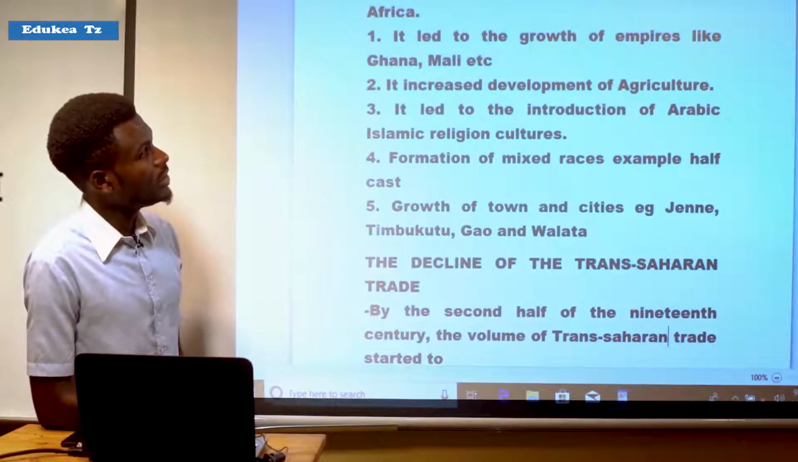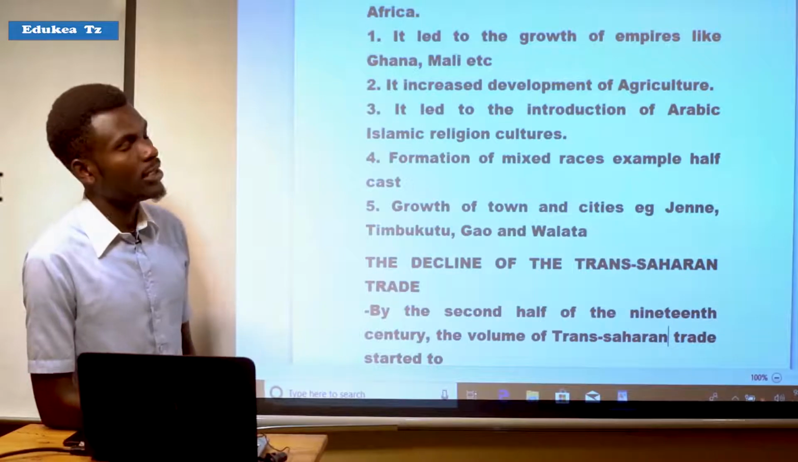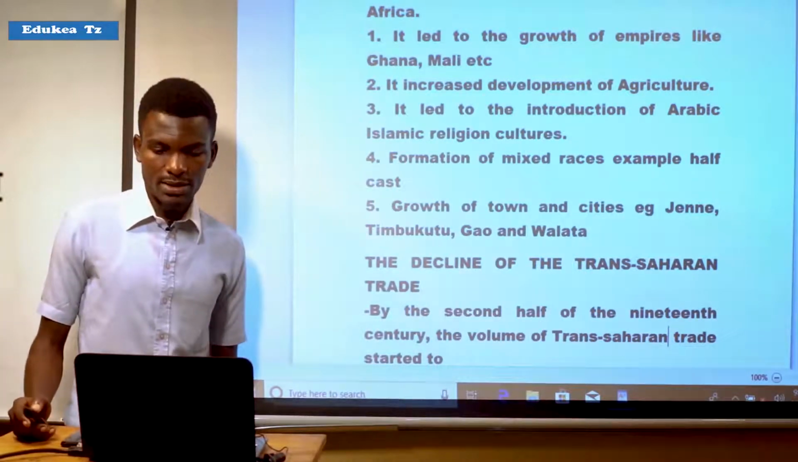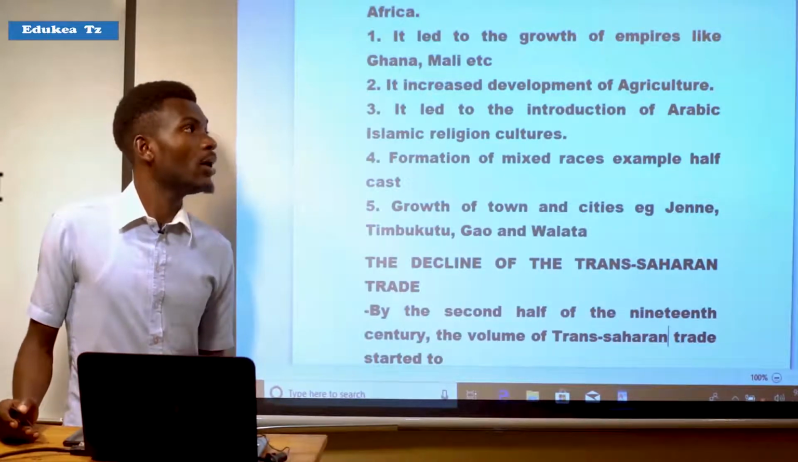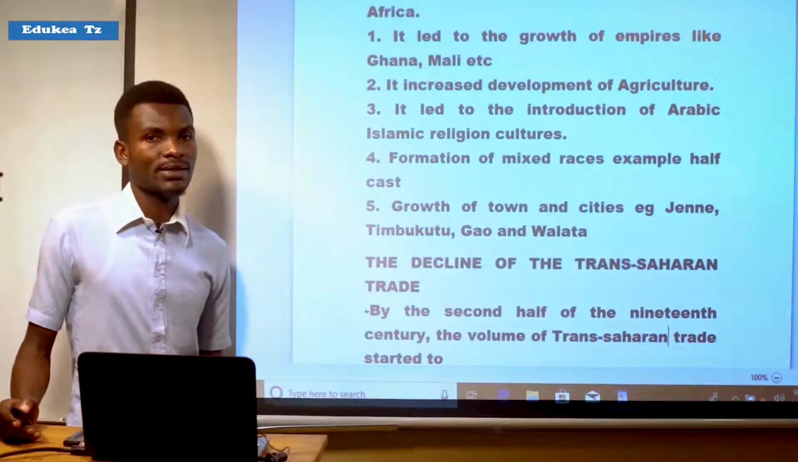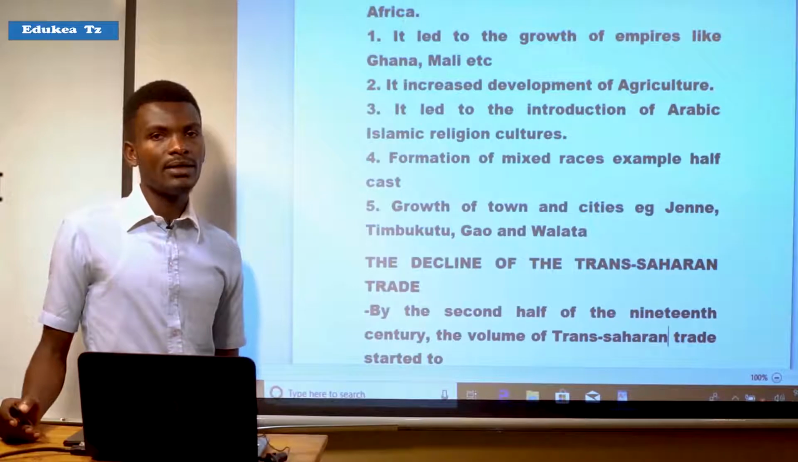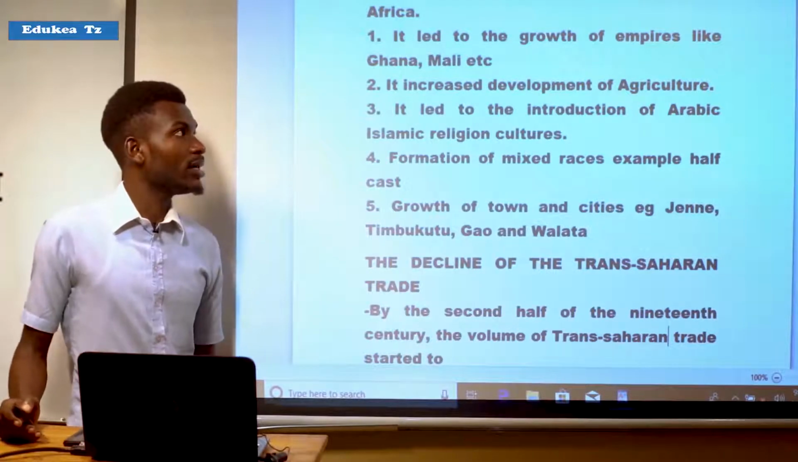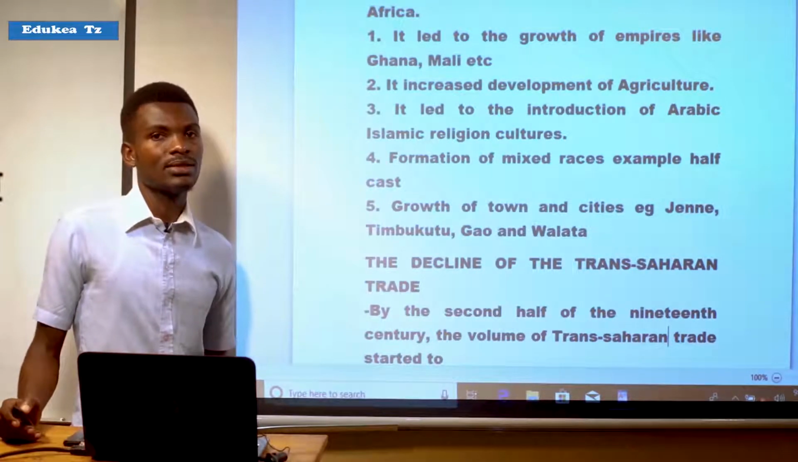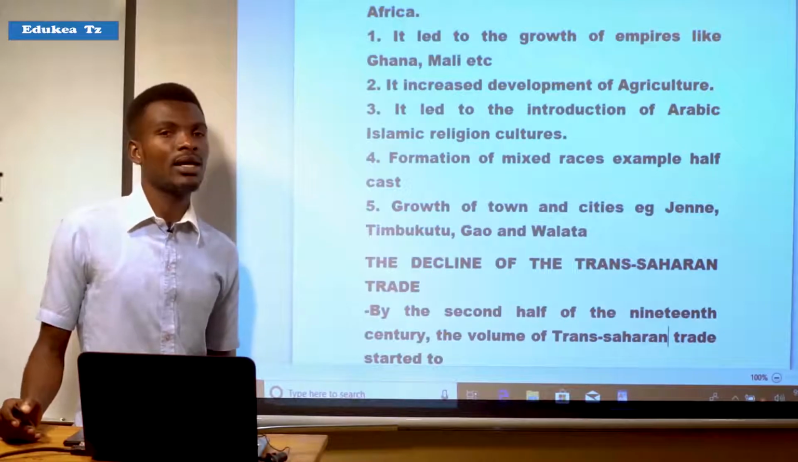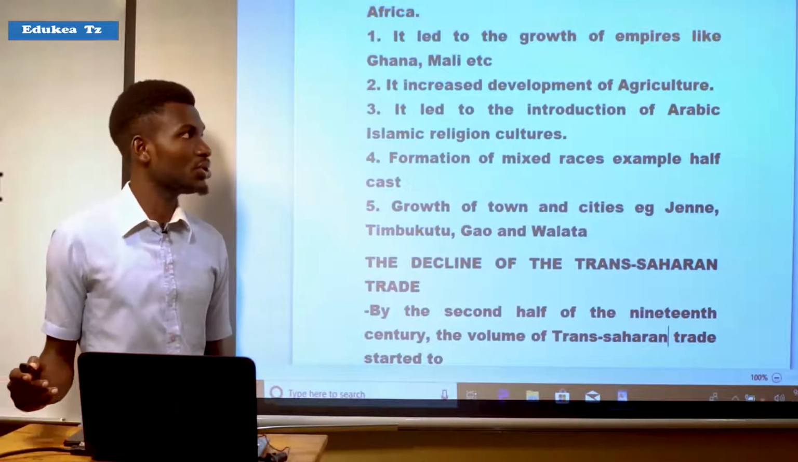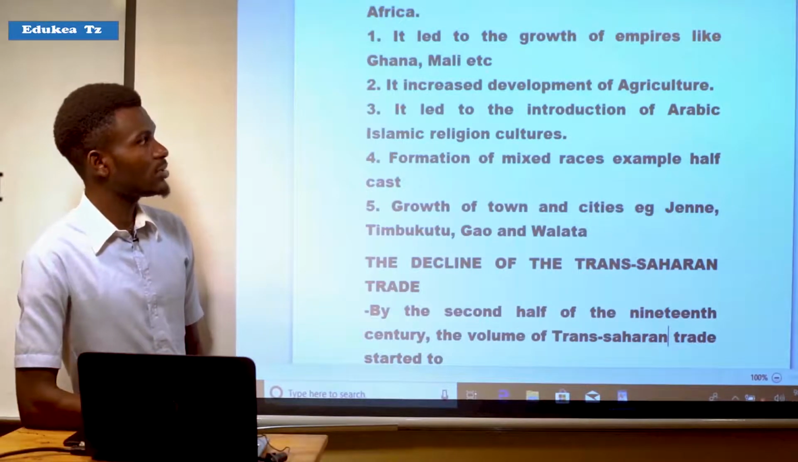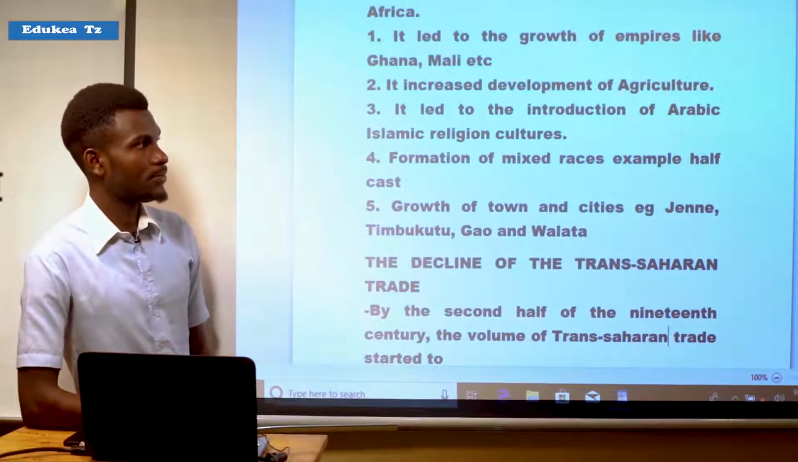The first one, it led to the growth of empires like Ghana, Mali, and other empires. It means that the transatlantic trade led to the growth of empires like Ghana, Mali, as well as Songhai, that were the Western Sudanic states that resulted from the trading activity that was taking place in that region.